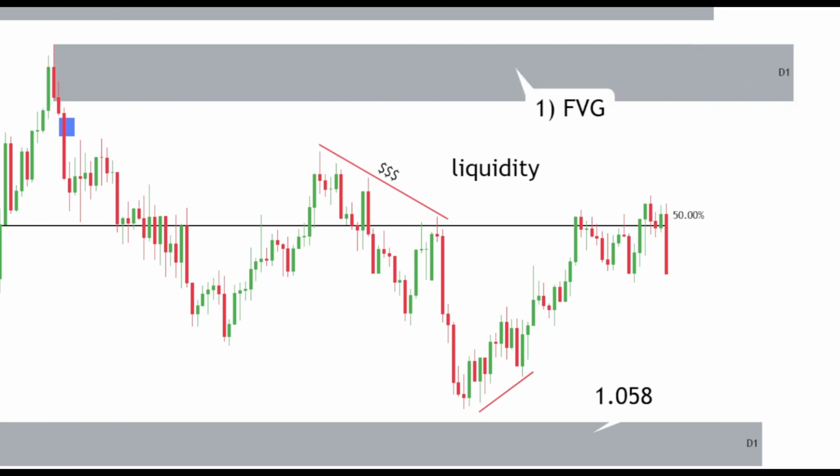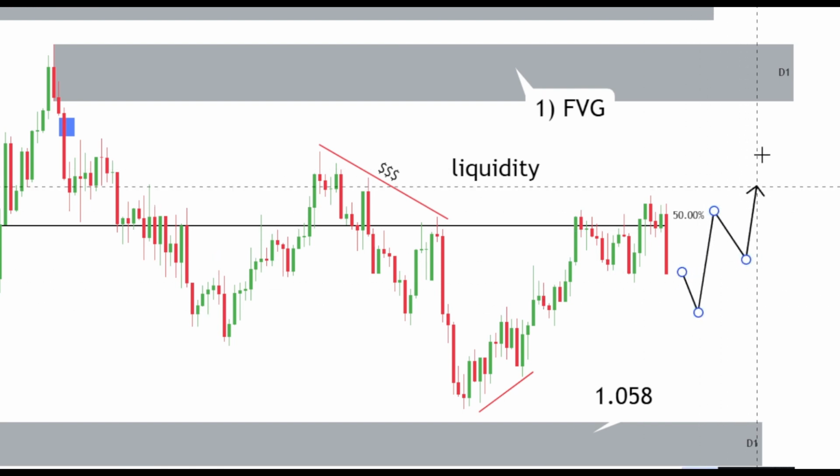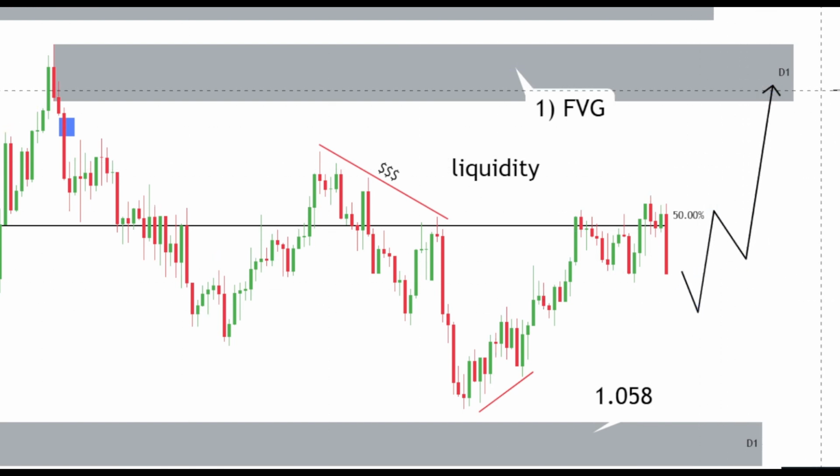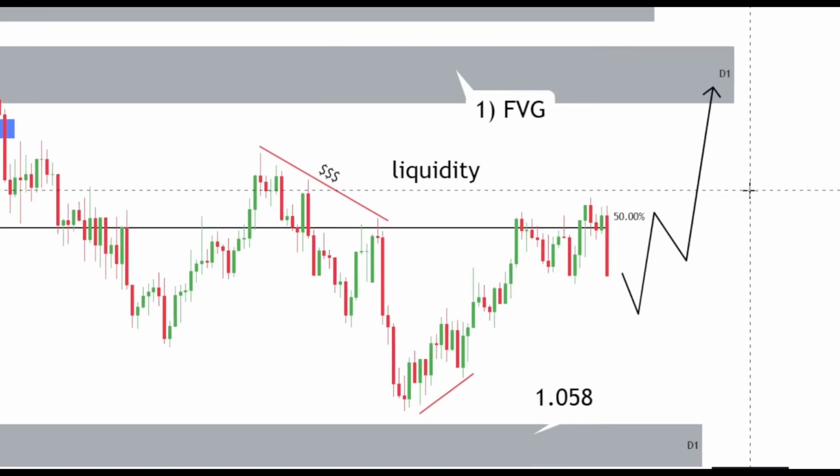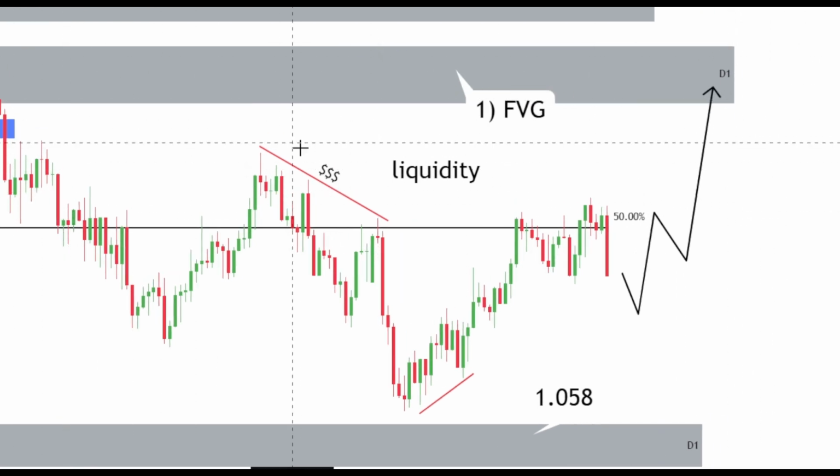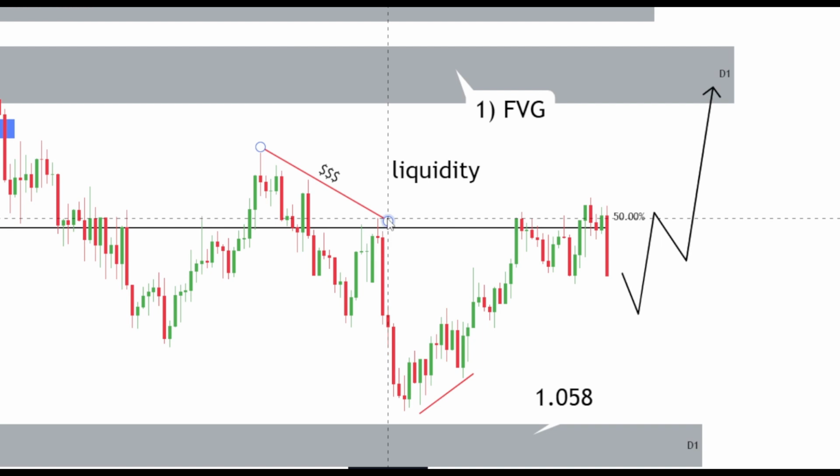And if the markets do seek higher, the next expected price would be for price to get up to this POI over here. So this POI over here, again, is a premium fair value gap region that has some liquidity resting below it. And this is what makes POIs high probability and accurate.